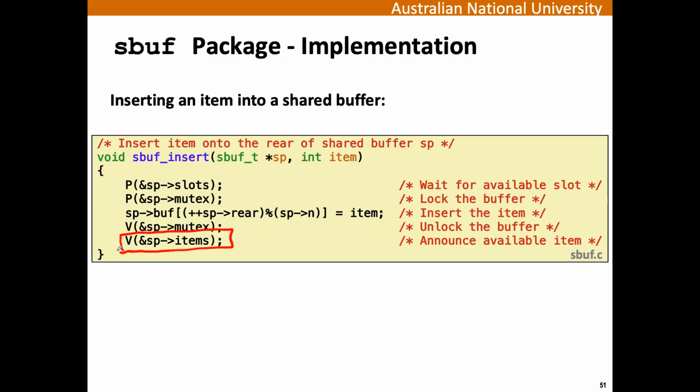The consumer needs some items to consume, right? And the consumer needs to wait for an item. There may be no item in the buffer at any given point. So the consumer will do the P operation on items, and it will suspend itself until an item is available. But the producer does its part of the deal and increments the item semaphore atomically to announce the availability of an item in the buffer.